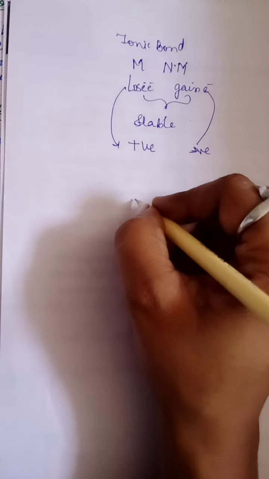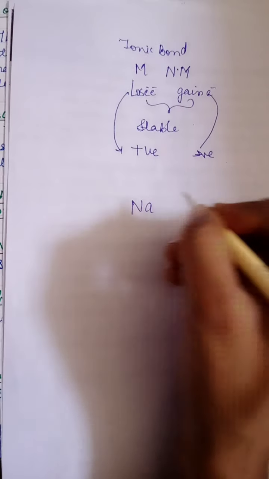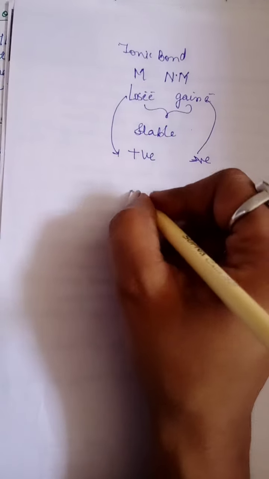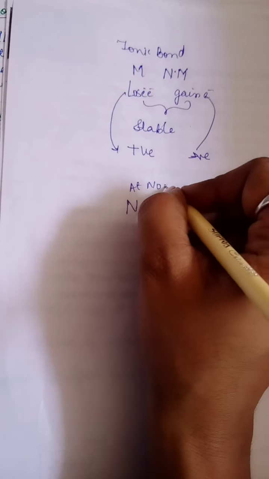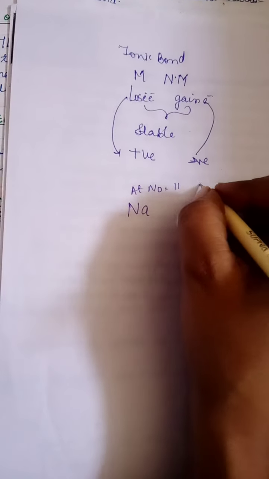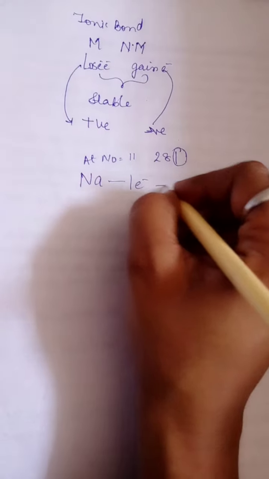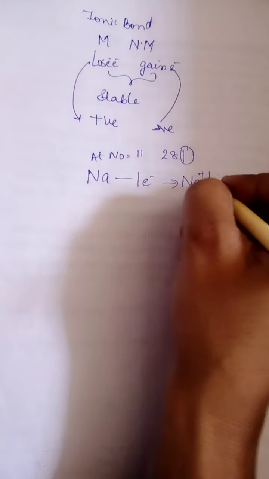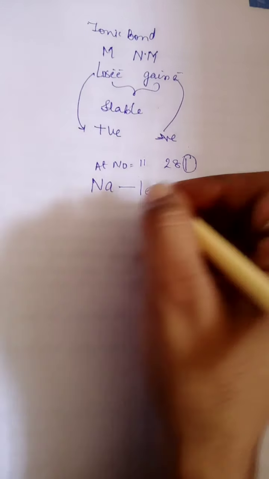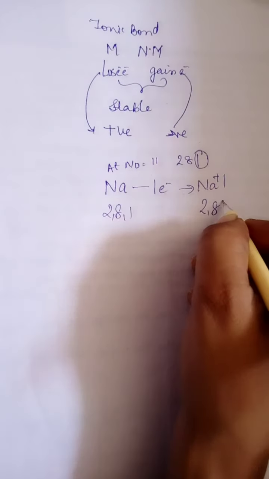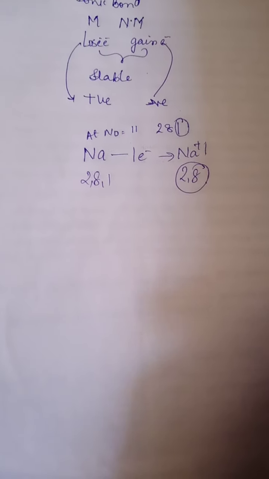Let us take sodium. The atomic number of sodium is 11, so the electronic configuration is 2, 8, 1. It will tend to lose this 1 electron. Hence it will lose 1 electron and gain a Na+1 charge. Now the electronic configuration of the sodium ion is 2, 8. It is stable. It is an octet state.